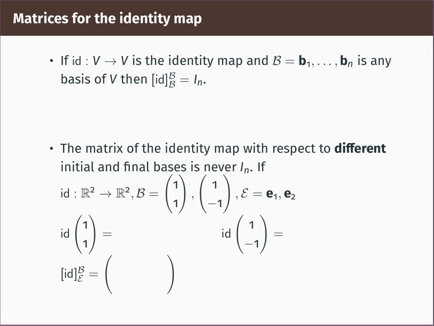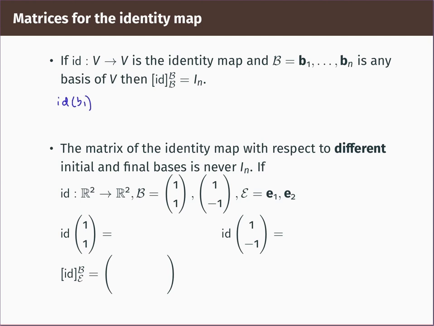Finally, we're going to think about some matrices for the identity map. So let's say you take the identity map from a vector space V to the same vector space V. And let's say you also take any basis curly B equal to B1 up to Bn of V. Then I claim that the matrix of the identity map with respect to the same initial and final bases is always the identity matrix.